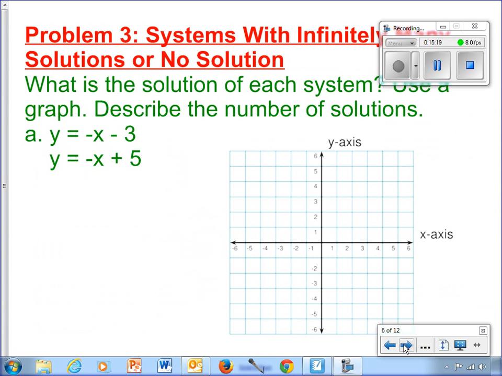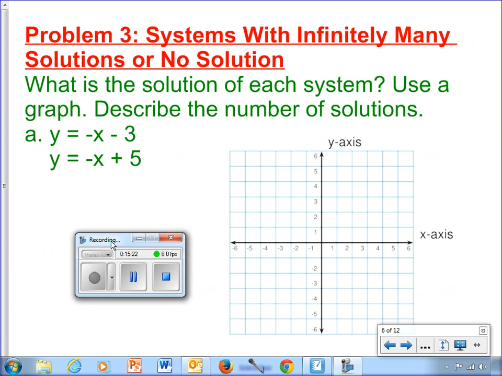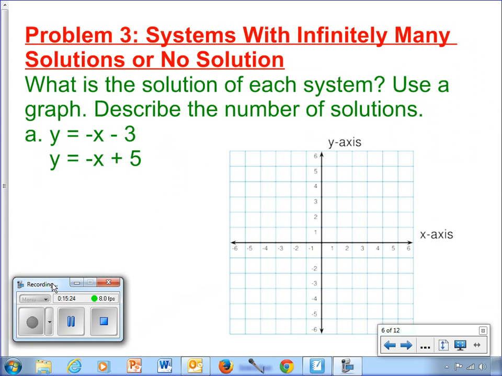All right, so let's look at problem 3. Systems with infinitely many solutions or no solution. Now, on your notes, you may note that I did not give you a graph for these. So I'm going to give away the answer and tell you where to plot these under the concept summary. And you may just want to draw an arrow over to the graph in question. So here we are.